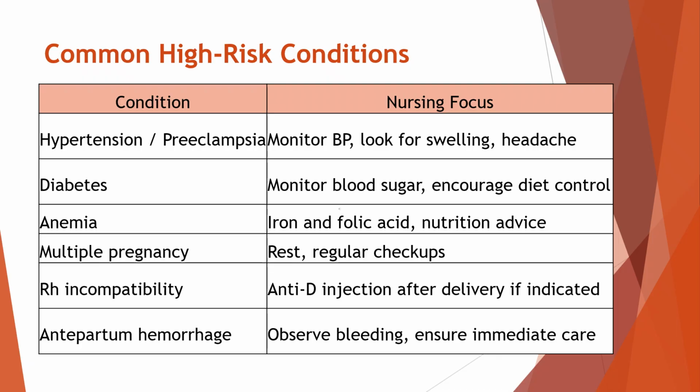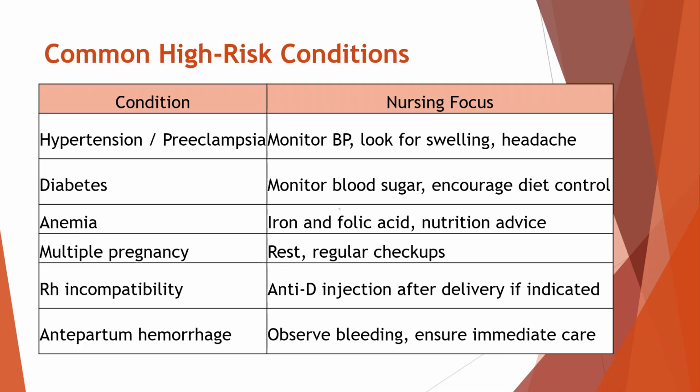This happens when the mother's blood group is Rh negative and the baby's is Rh positive. In such cases, the nurse should make sure the mother receives an anti-D injection after delivery or after any event that may cause blood mixing, as advised by the doctor.